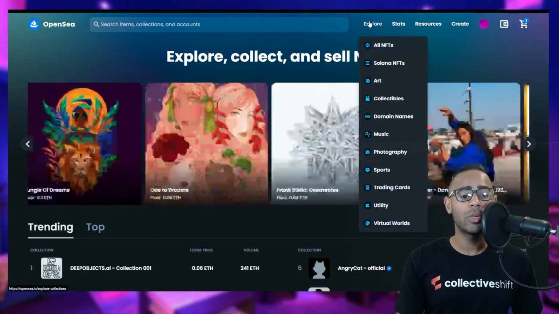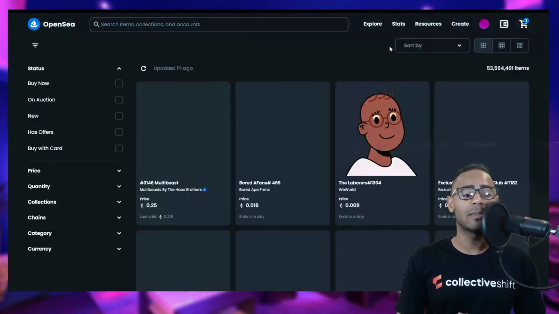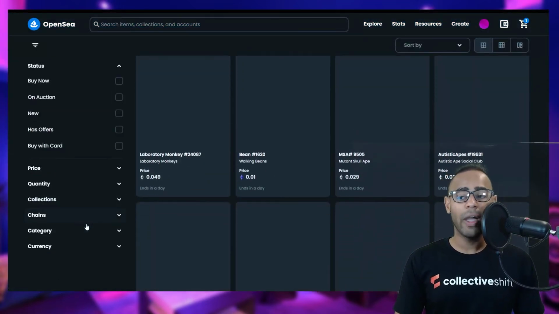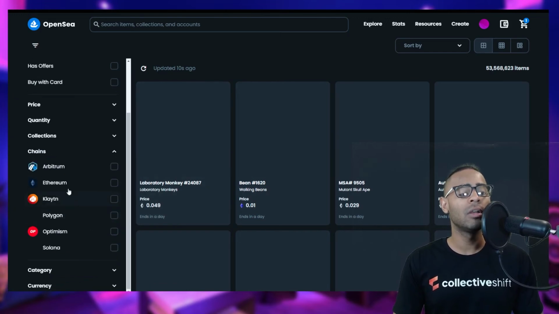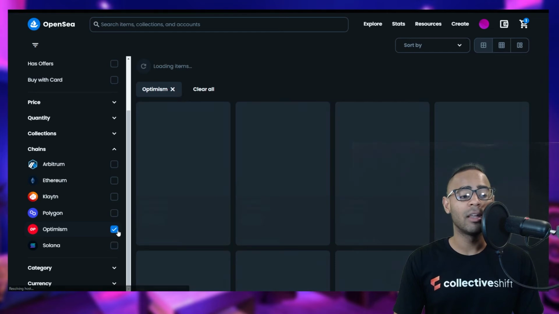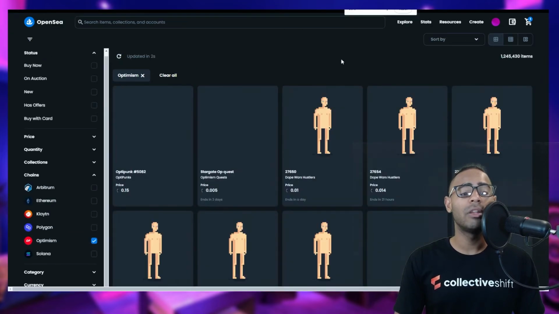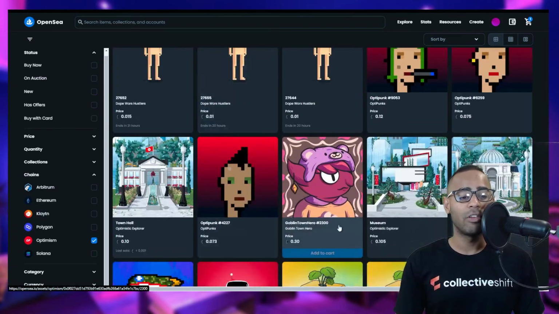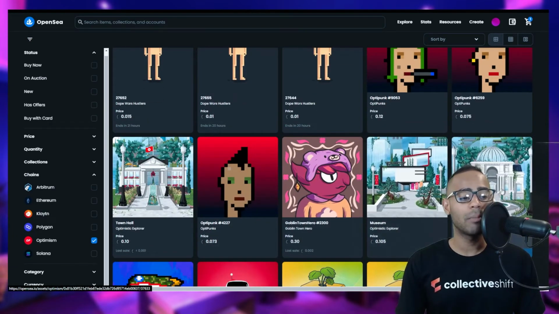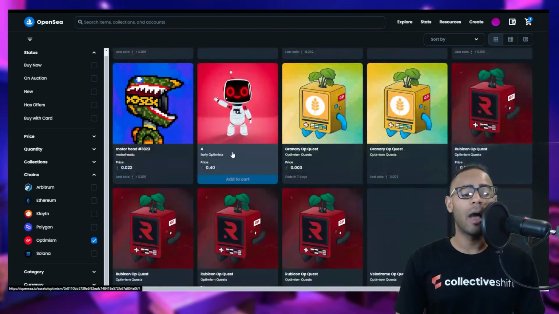Go ahead and go to Explore, click on All NFTs. On the left-hand side, you do have to filter by what chain these NFTs are on. So in the chain section, not Arbitrum, not Ethereum, not Polygon, but Optimism only. Click on Optimism and you can see all the different Optimism NFTs: Stargate, OP Quest, Goblin Town Heroes, Museum and Marketplace from the Optimism Explorer, the Arbonauts.